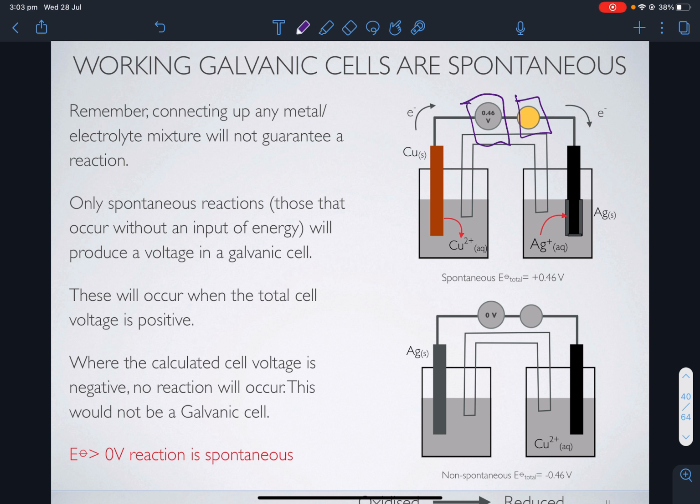When you've got a negative cell potential, you won't see a negative value when you wire in your voltmeter and your light. What you'll see is 0 volts and no current running through the bulb, okay? You won't see a negative voltage. A negative voltage, remember, in practice means you've got the wires around the wrong way, so flip them around, okay?